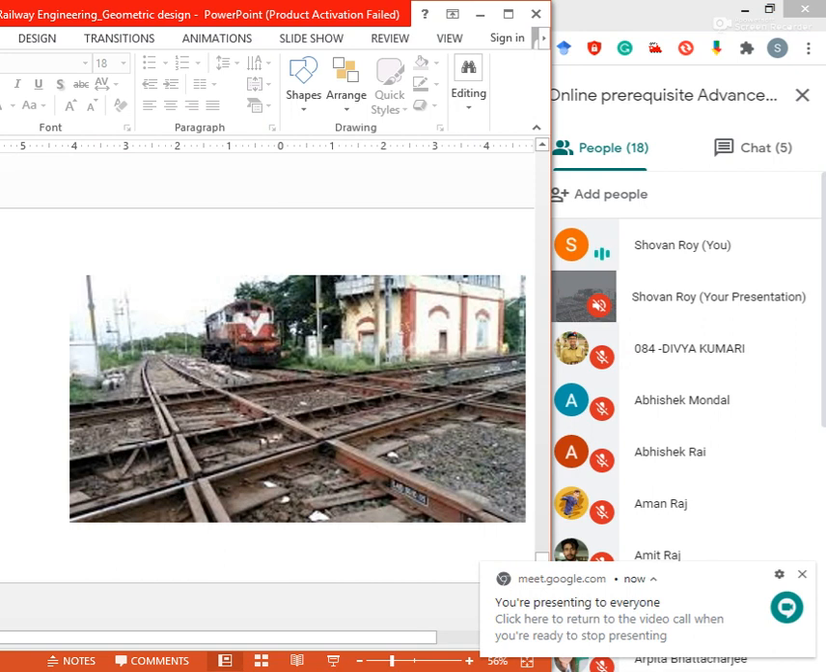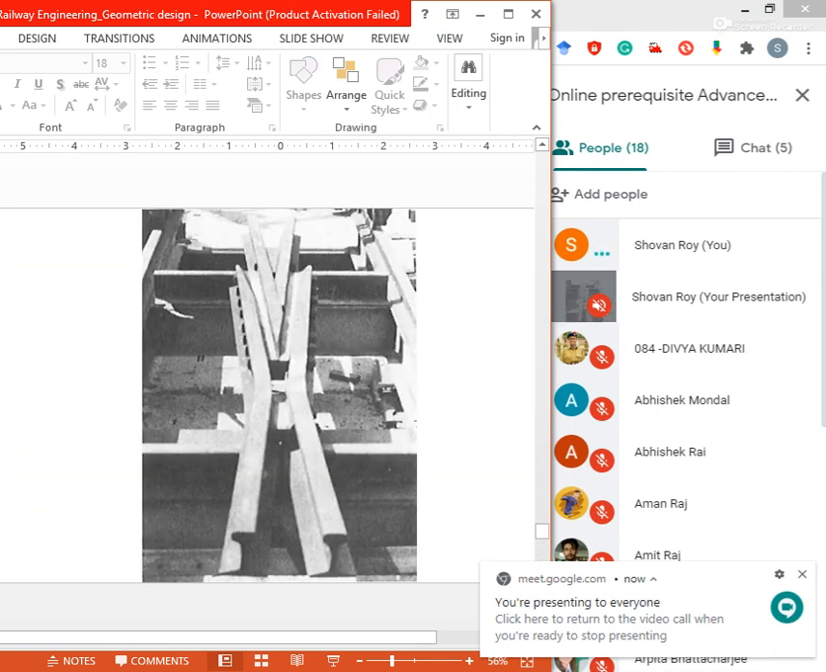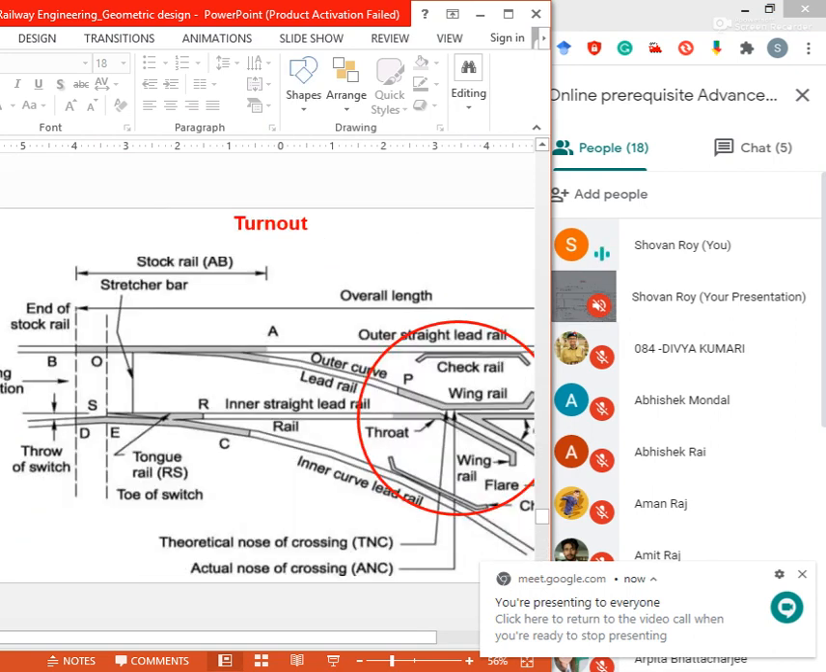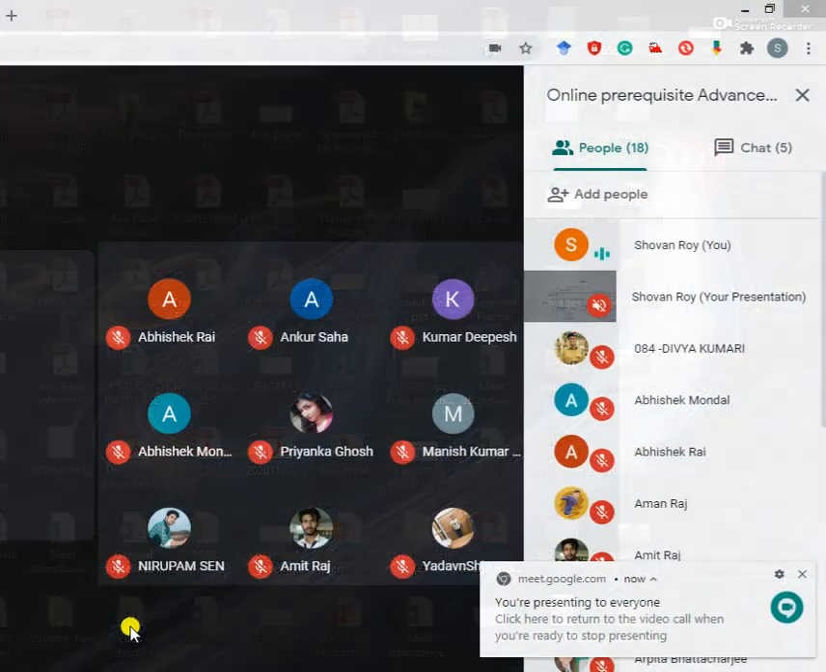These are important, and these crossing points are important. Okay, so just wait. I'm taking the attendance.